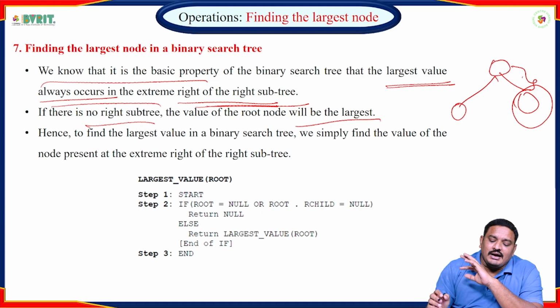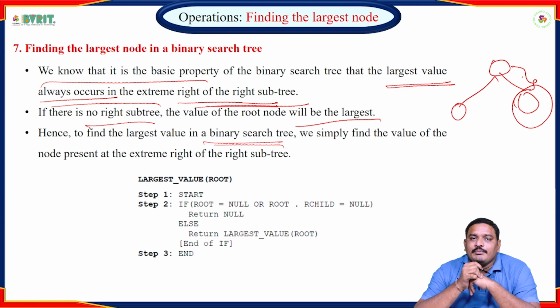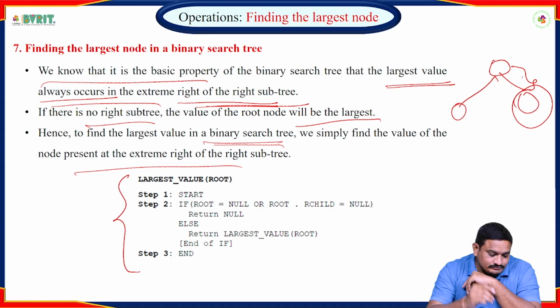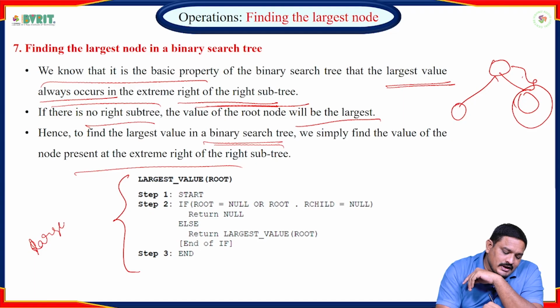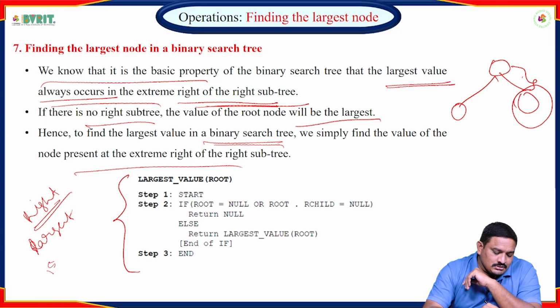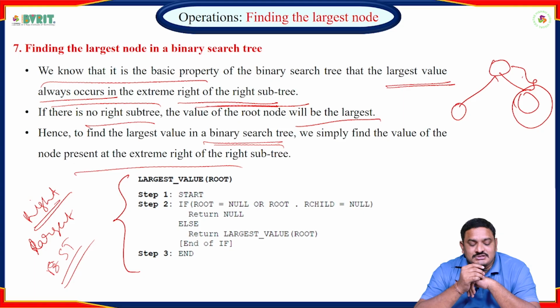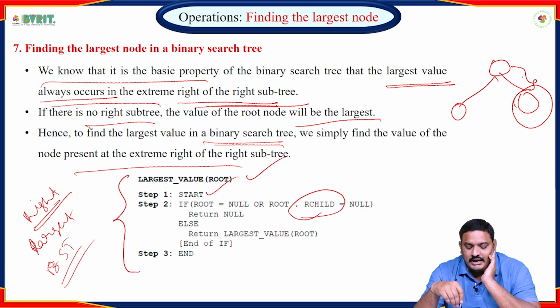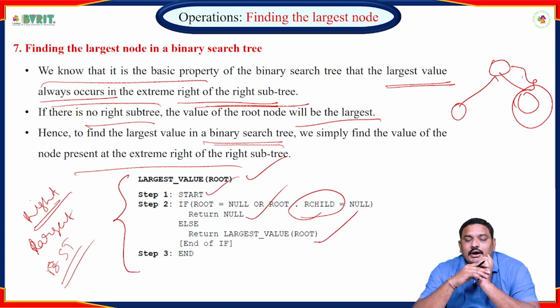To find the largest value in the binary search tree, we can simply find the value present in the right of the right subtree. This is the algorithm. The largest value is always on the right side of the root node, that is the right subtree. In the algorithm: root equal to null or root dot right child equal to null, then return the value. This is how to find the largest value in the binary search tree.